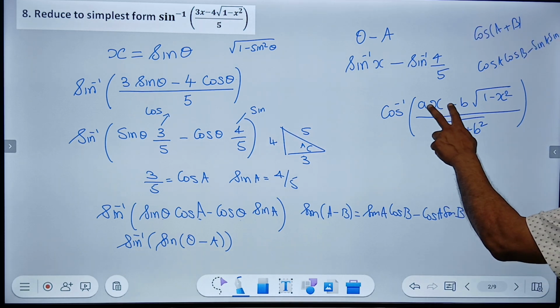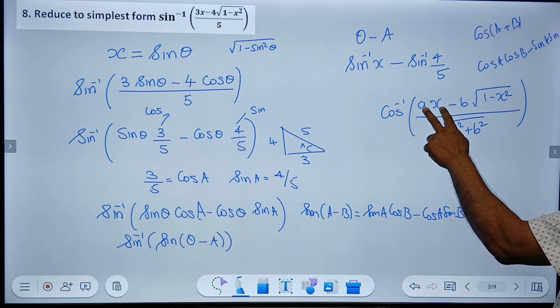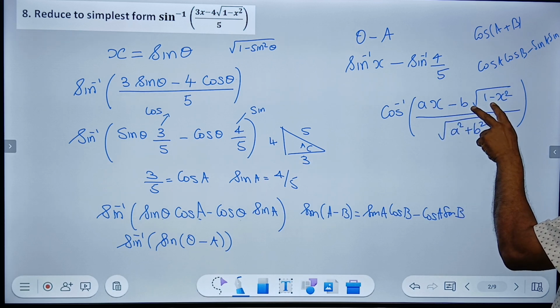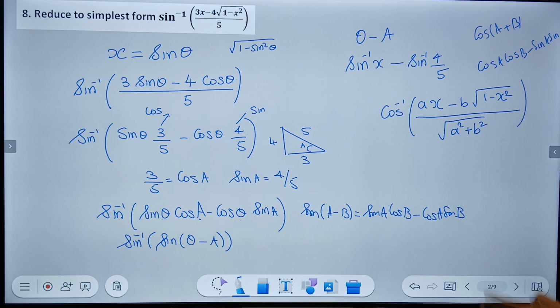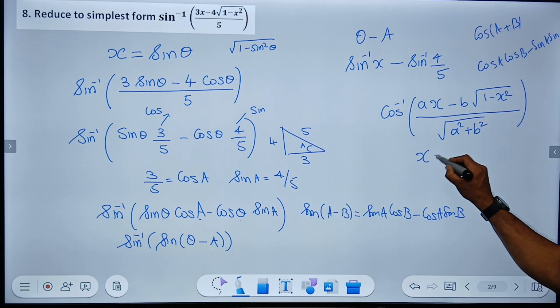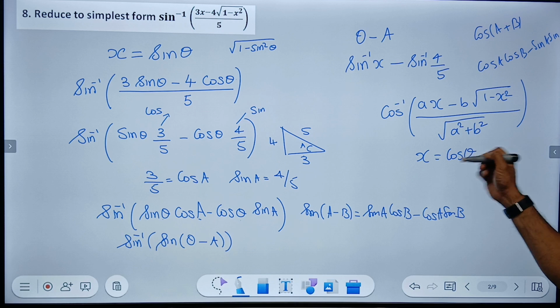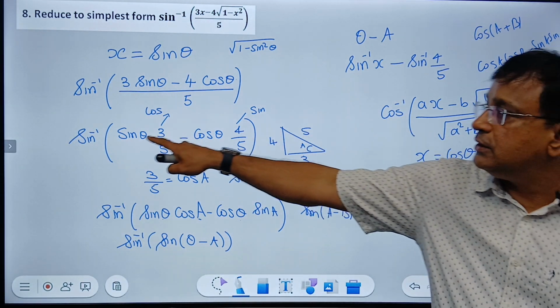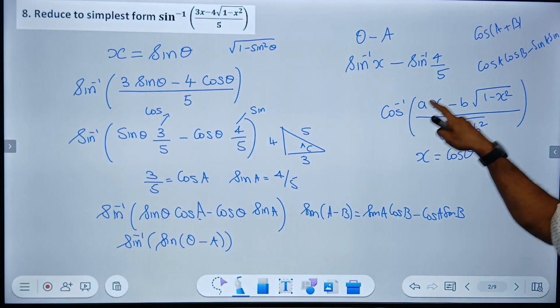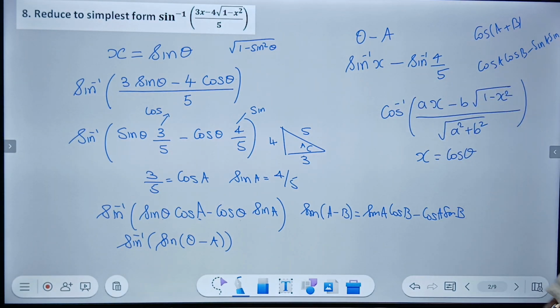So I want these two to be in terms of cos, these two to be in terms of sine. So if I put x as cos theta, this will become sine, so it will work out. So the hint will be you put x as cos theta and follow the same procedure, you'll get the answer. Of course, here the formula will be different. Here it is sine inverse, here it is cos inverse. So write this in terms of cos. I hope it's clear.